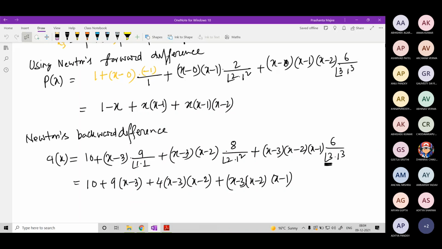hampering the accuracy of the result that much, because suppose you are finding the output values at the end of the data points, then the beginning few points have very little effect on that output, is it not? You have seen that.